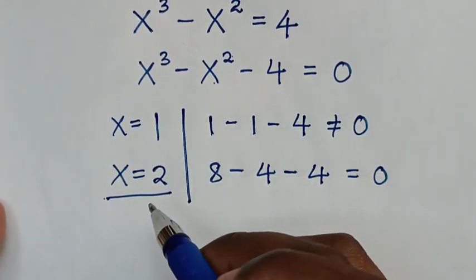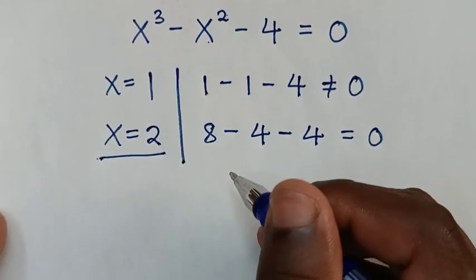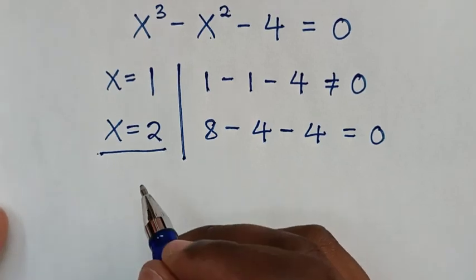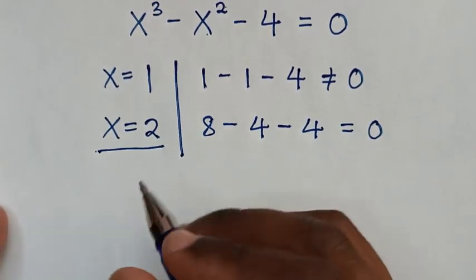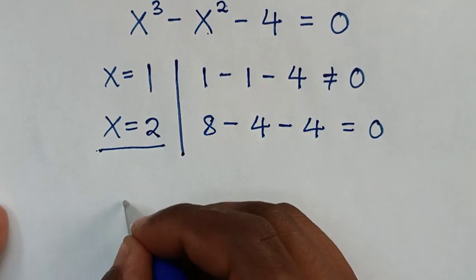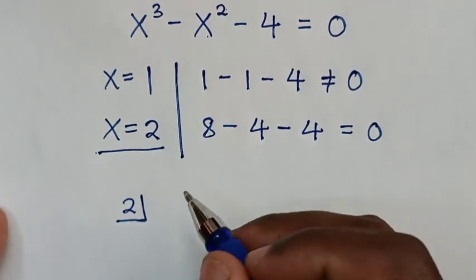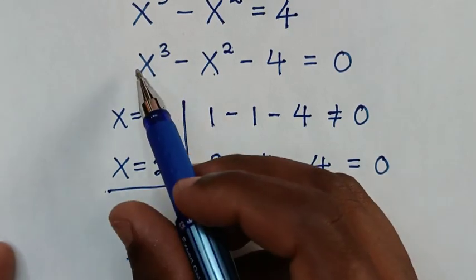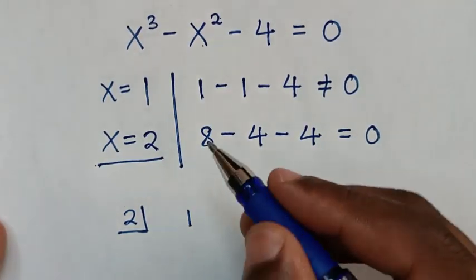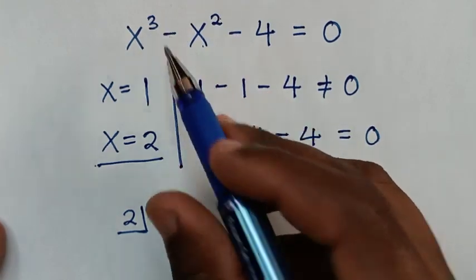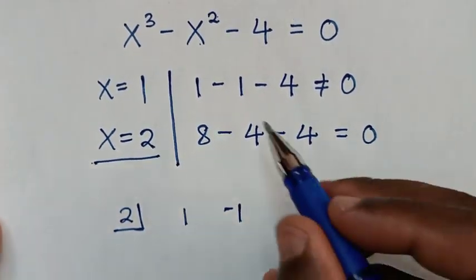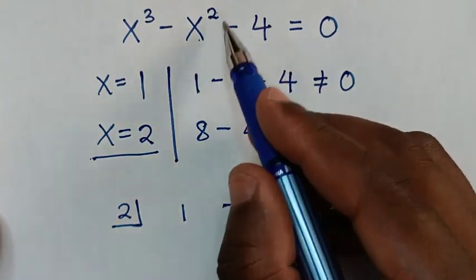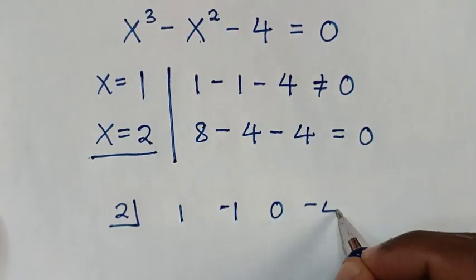Now to find the other values of x from this x is equal to 2, we'll solve by using synthetic division. So for x is equal to 2, we write here 2. Then in this cubic equation, the coefficient of x to the power of 3 is 1, so we'll drop here 1. The coefficient of x square is negative 1, here negative 1. The coefficient of x, which is not here, it is 0. And the constant is negative 4.